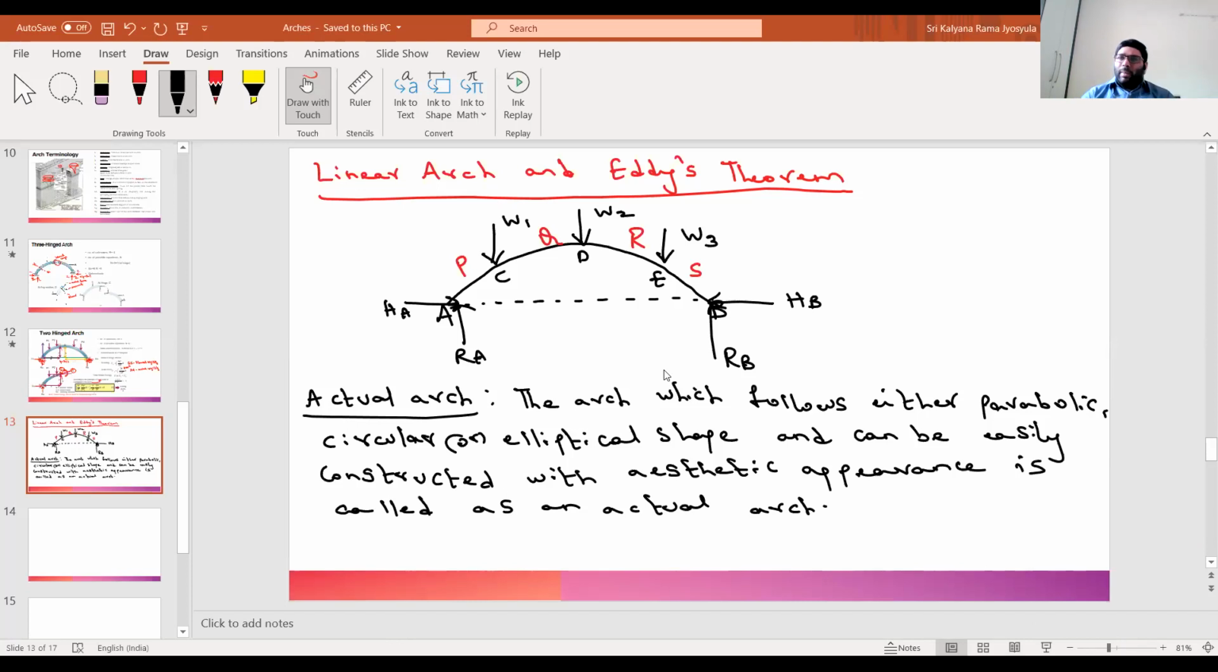Now, this is our real scenario, but we need to understand how we arrived at this shape of parabola or circular or any other elliptical shape. For that there should be some theoretical background. The concept that talks about the theoretical behavior of an arch is called the linear arch. That linear arch takes a different shape in the form of a polygon, the funicular polygon. And the theorem associated with the calculation of bending moments in an arch is Eddy's theorem.